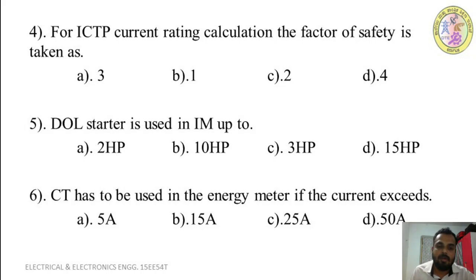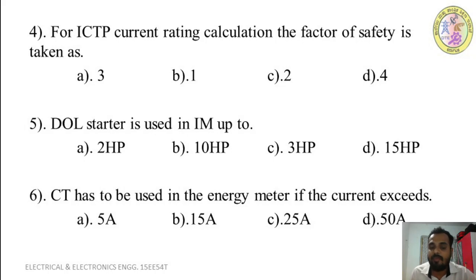Fifth question. DOL starter is used in induction motor up to, means up to how many HP the DOL starters are used. Answer options are A 2 HP, B 10 HP, C 3 HP, D 15 HP. So here we have discussed up to how many HP we are using the induction motor. So the answer is C 3 HP.